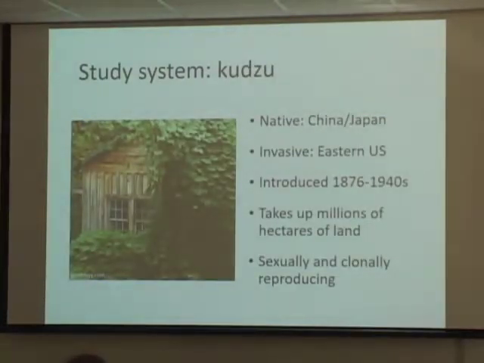I also studied kudzu. Kudzu is also native to China and Japan and invasive in the eastern half of the United States. It was first introduced in 1876, and then in the early 1900s, it was imported, cultivated, and distributed on a wide scale by the Soil Conservation Services to prevent erosion. And it also reproduces sexually and asexually. And it is quite easy to find a picture of kudzu covering a house on the internet.